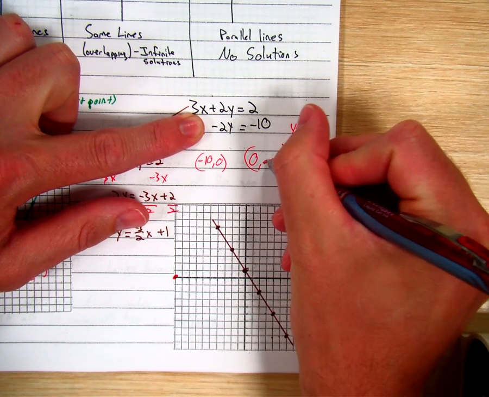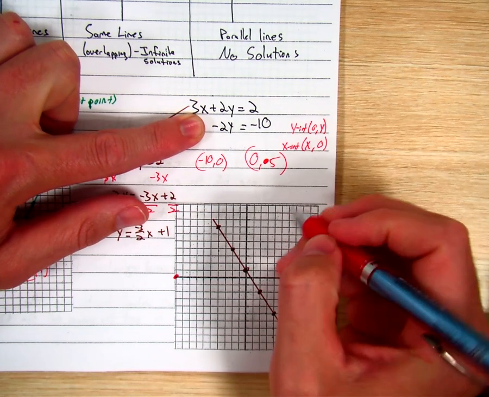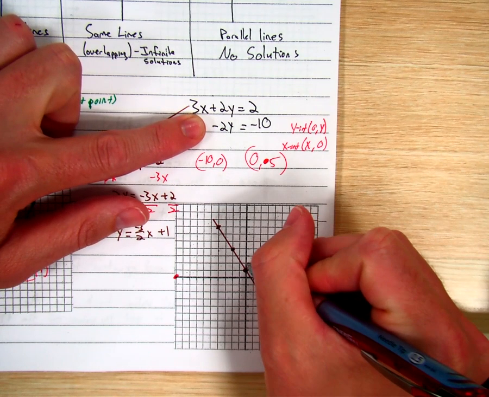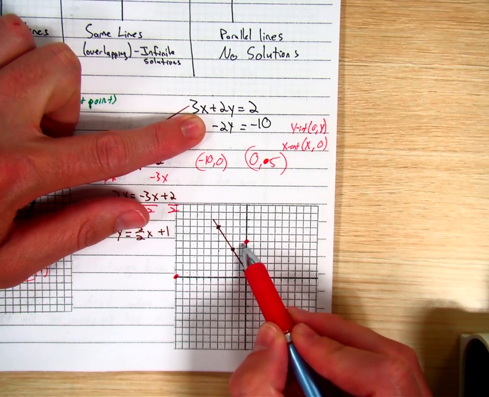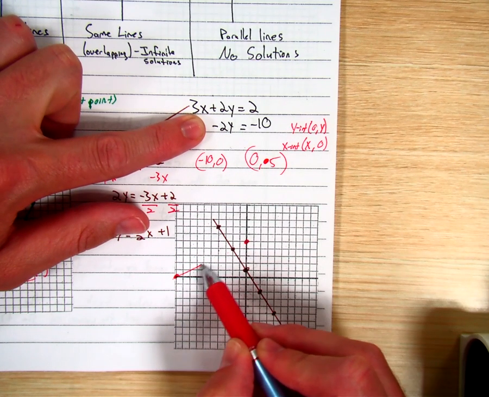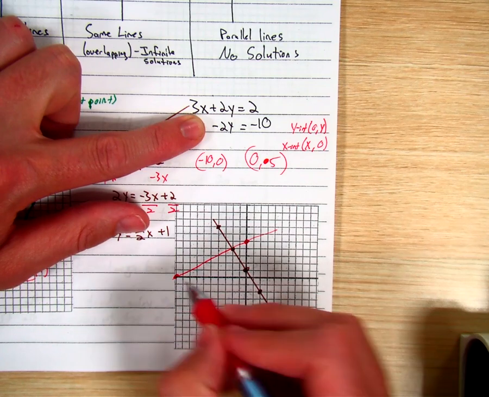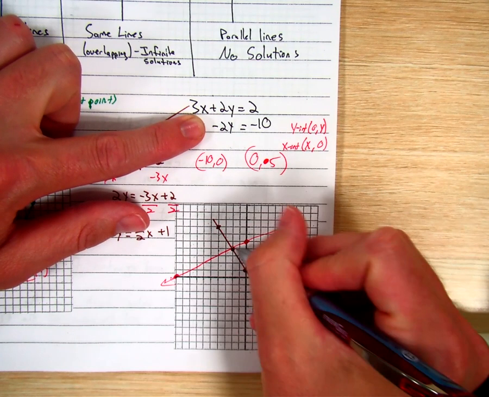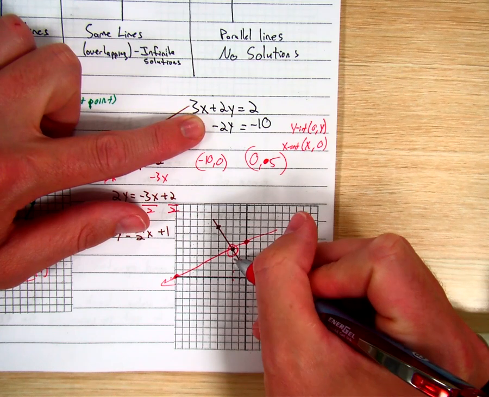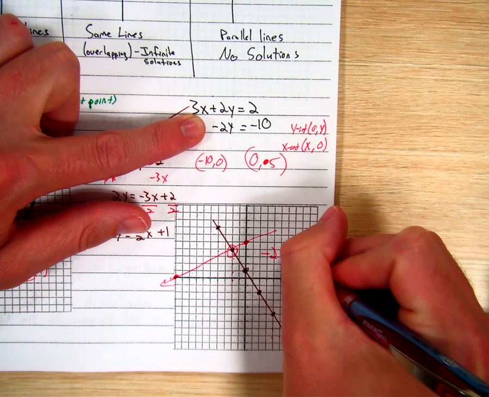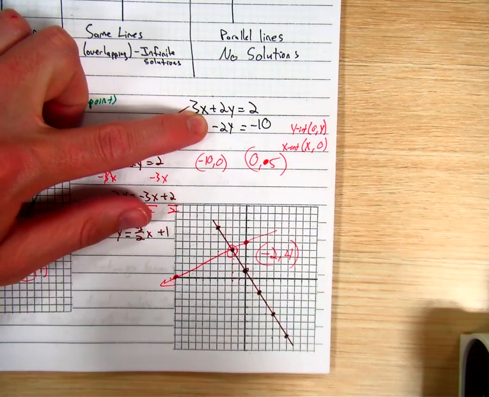Positive 5, Mr. Handke. You've done this 5 times already today. Positive 5. 1, 2, 3, 4, 5. And we can kind of see that we're going to cross right there. It was a good thing we did that backwards point. And we'll cross at negative 1, negative 2, 1, 2, 3, 4. Negative 2, positive 4.